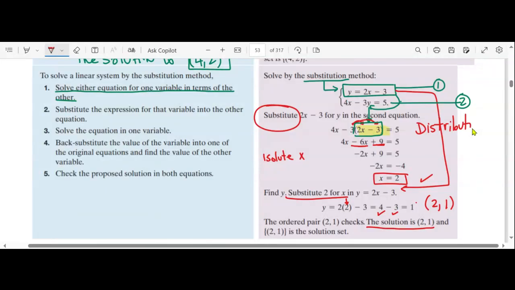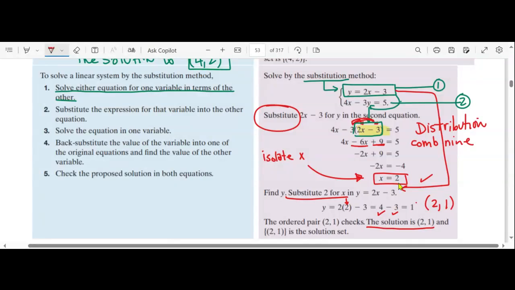Exactly. So you distribute the 3. How many times do you have to distribute? 2 times. 3 times 2 is 6. 3 times 3 is 9. And then what do we do next? Combine like terms. And then after you combine like terms, what do you do? Isolate x. When you isolate x, you get x equal how much? 2.